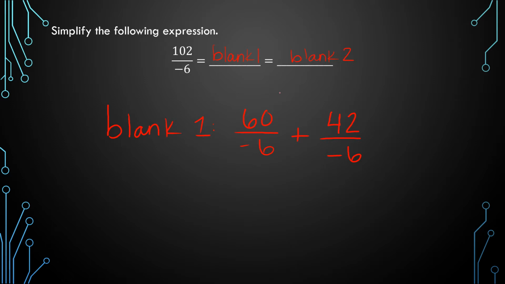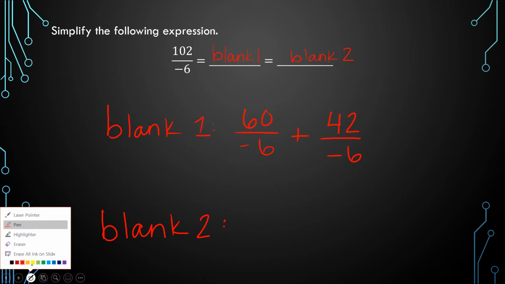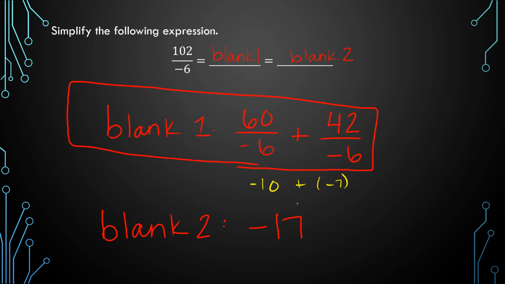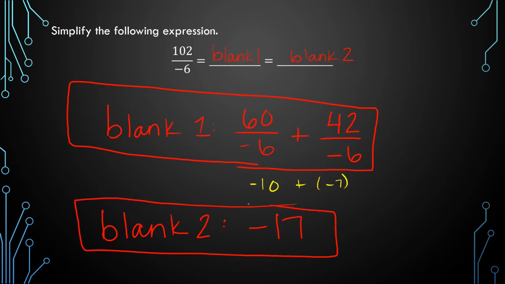And if I think about it, if I were to add both of these fractions together, my denominator stays the same. And if I have 60 plus 42, I'm going to get 102. So this is one way we can break apart that top expression. And then for blank 2, we want to know what this actually equals. So if I were to solve this, this would give me -10 plus -7, which means that my answer for blank 2 should be -17. So again, this is blank 1, and this is blank 2.